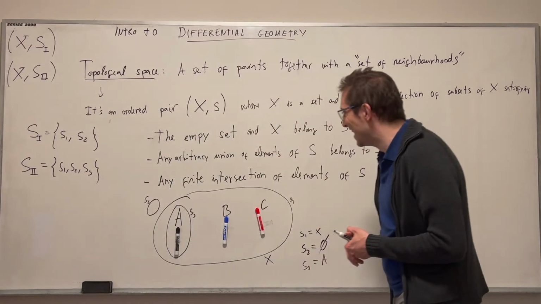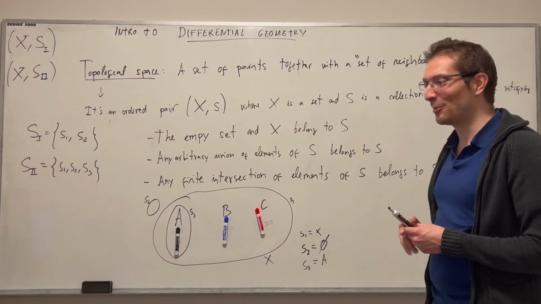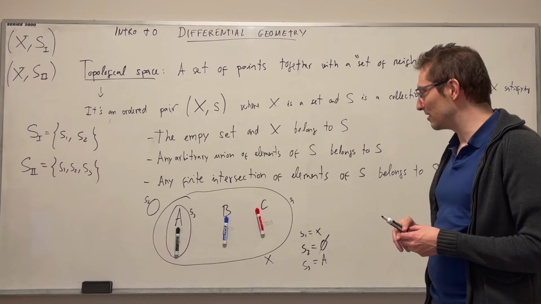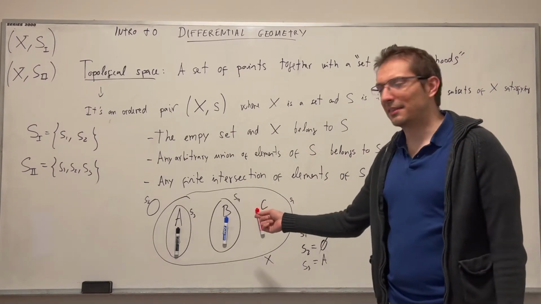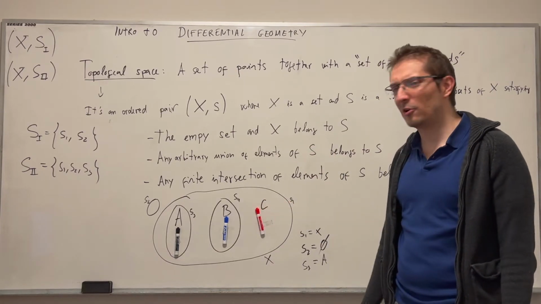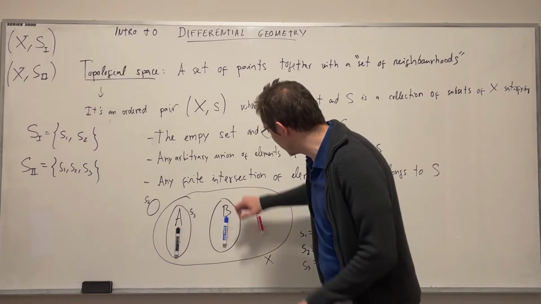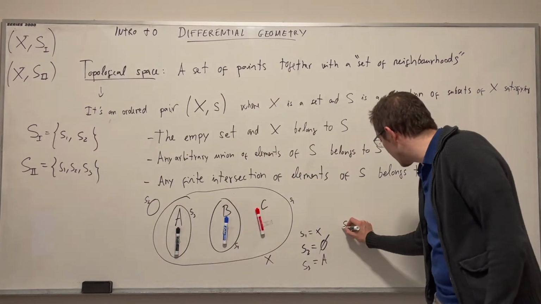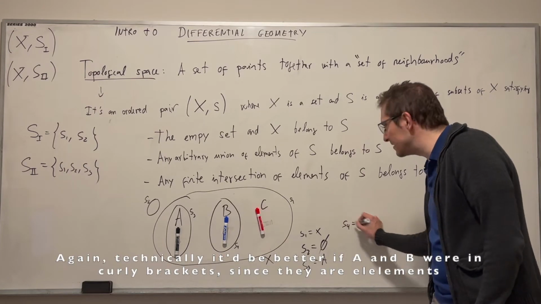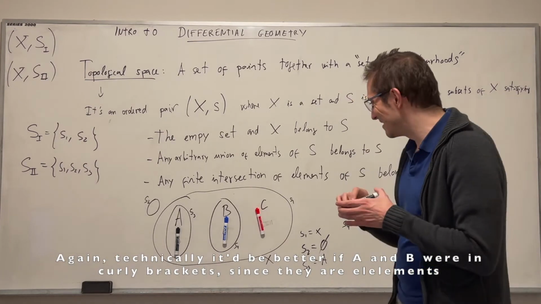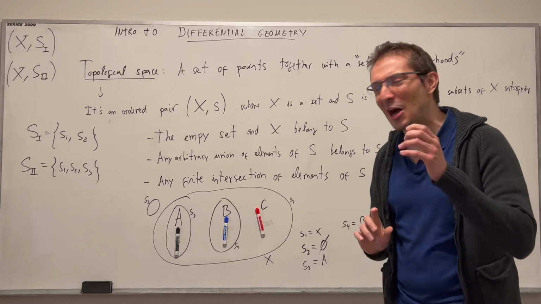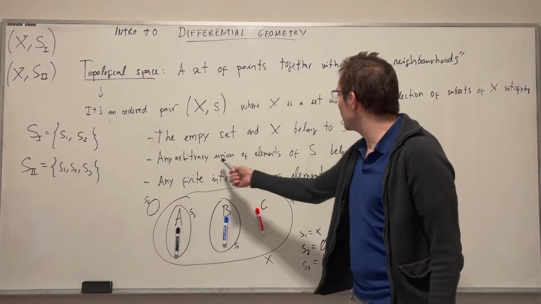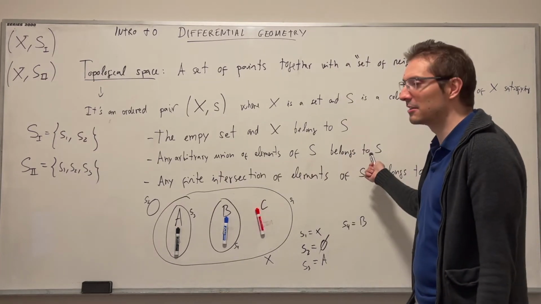All right, let's try another topology. Can we give it another topology? Sure, let's do it. All right, there is something here, but is this a topology? Maybe I'll call it S4. I add another set, S4, that I'm going to write here. S4 is B. Is this a topology? Actually not. How do I know? Well, because any arbitrary union of elements of S should be an element of S.